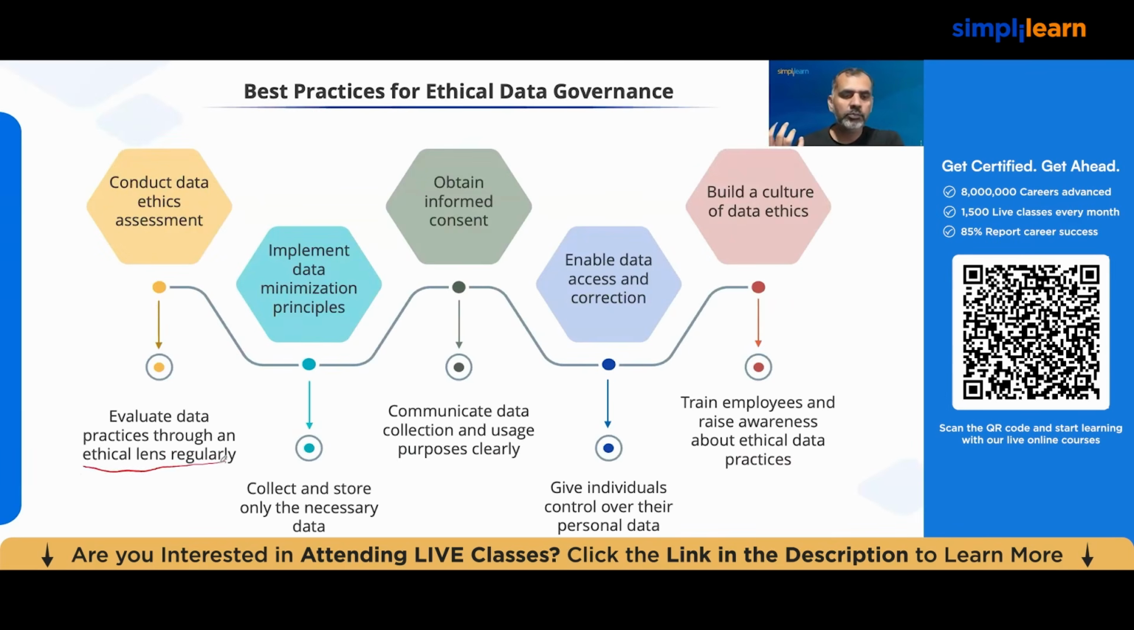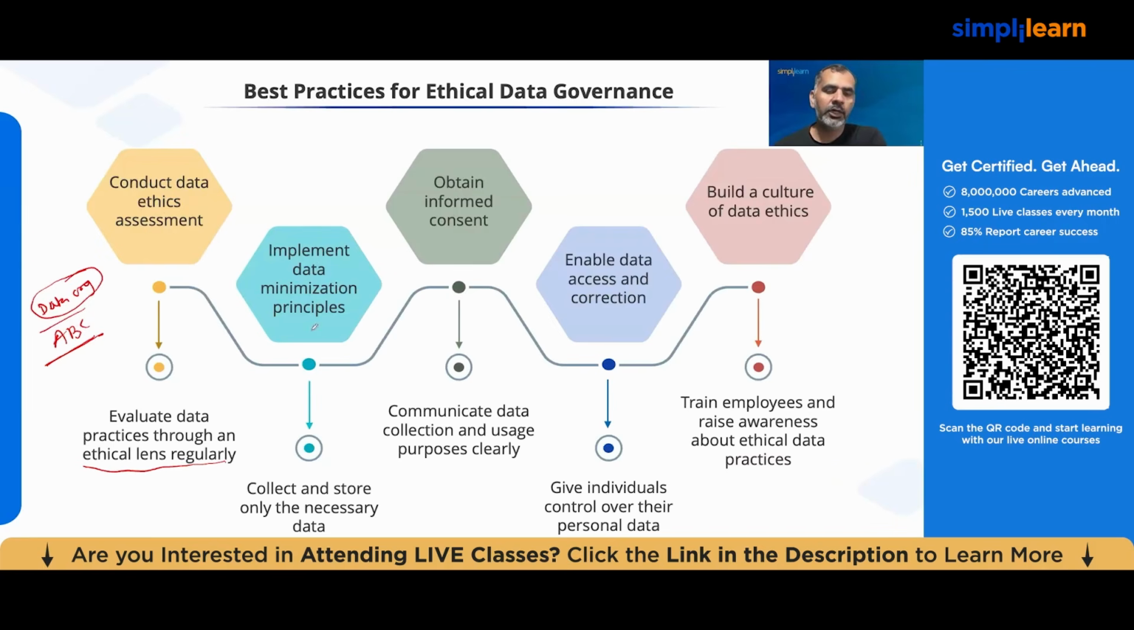So if you are considering any organization, let's suppose ABC, a data organization which is collecting and using data, that organization needs to go through a scrutiny test periodically. It has to address all the standard data ethics practices, and it has to prove that all these practices are well maintained and adhered to by the organization. And this is what we call conducting a data ethics assessment periodically. Then the next is to implement the data minimization principle.